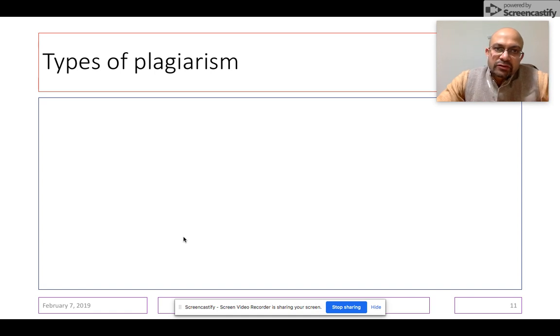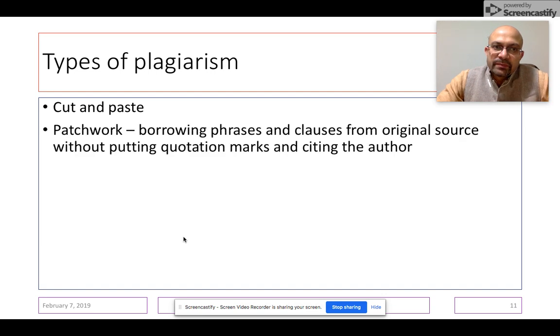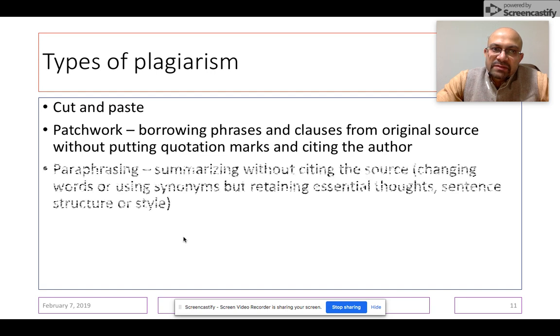The easiest way to plagiarize is probably cut and paste. You cut from one source and paste it into your paper, and then you forget to give the adequate citation for the paper. This is a complete no, and you should avoid cutting and pasting in your paper forever in the future. Some people do patchwork. They borrow phrases and clauses from the original source without putting quotation marks and without citing the actual author of this idea or work. This is also not acceptable.